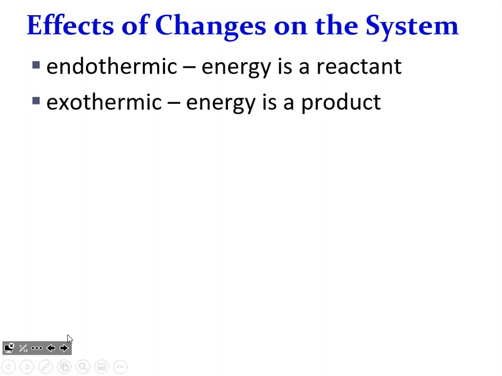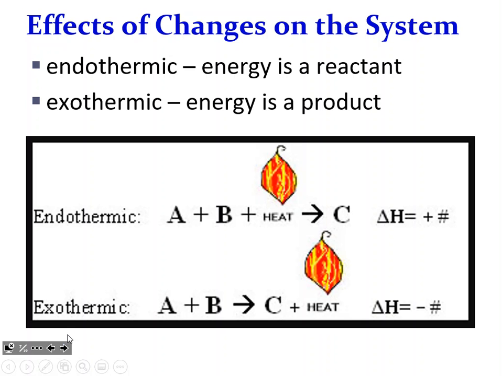So try to position it in your head on either side or write it in if you need to. Like here, for endothermic, if you have A plus B plus heat giving you C, you could have the heat here. You could also have it written as kilojoules. They could give you a certain amount of energy, like 100 kilojoules or something, and write that into the equation as well.